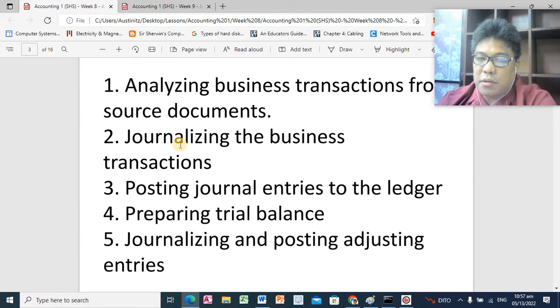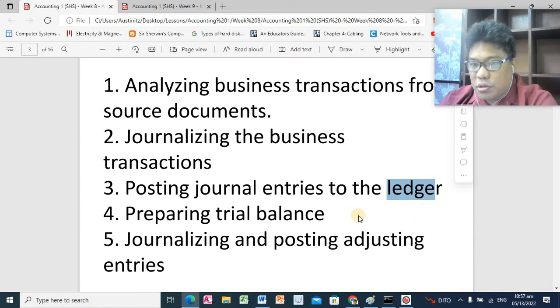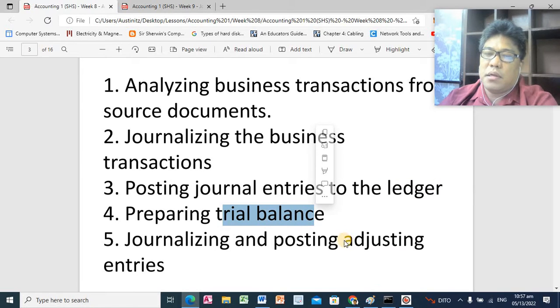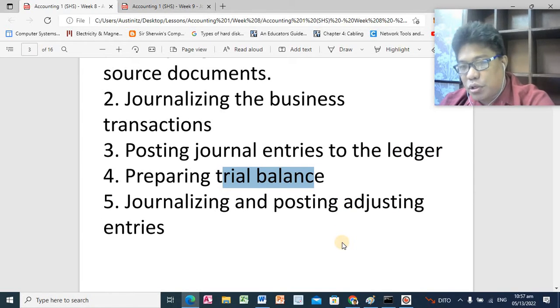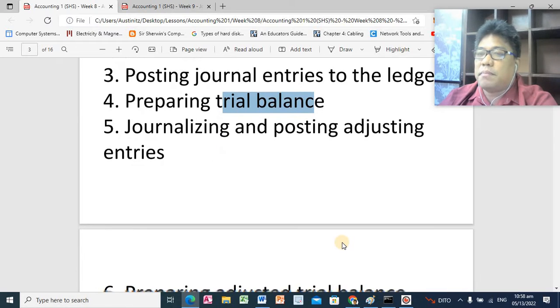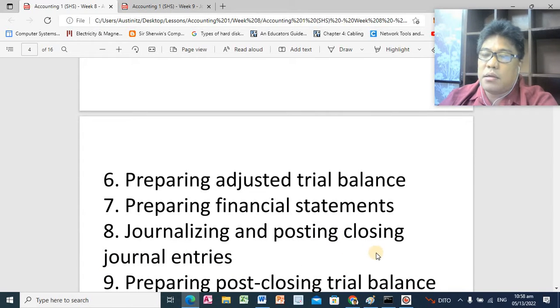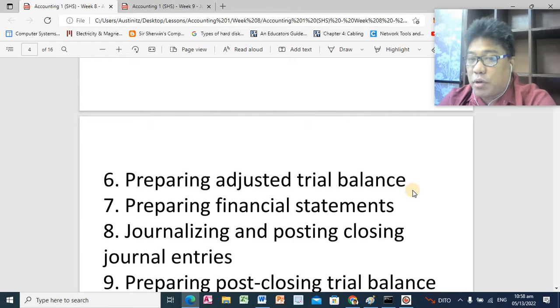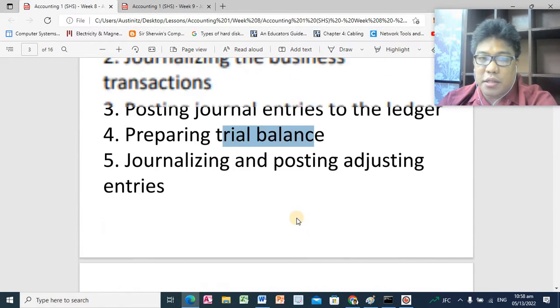Analyze first, then journalize. Then after the journal, we have the ledger. Then after the ledger, we have the trial balance. And then we have the statement of financial position or balance sheet, the statement of income or income statement, the statement of owner's equity. Then we have the adjusted trial balance at the end, together with the cash flow. And lastly we have the financial statements. So these are the accounting cycle.